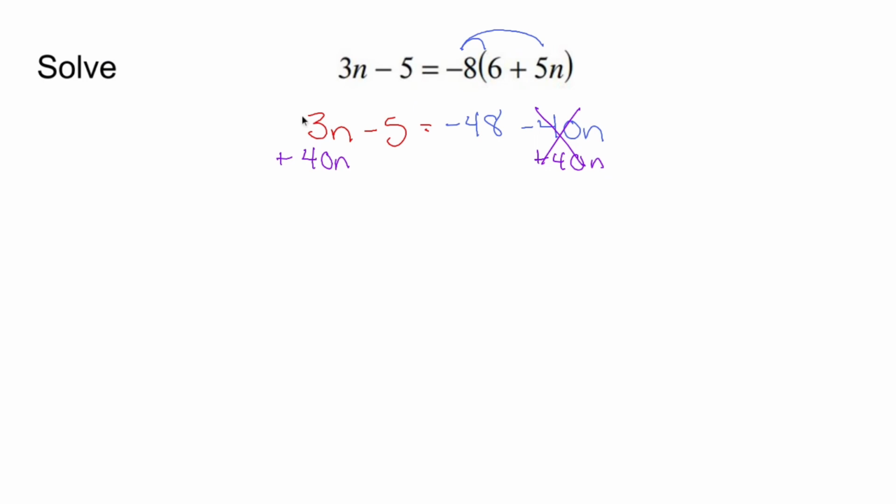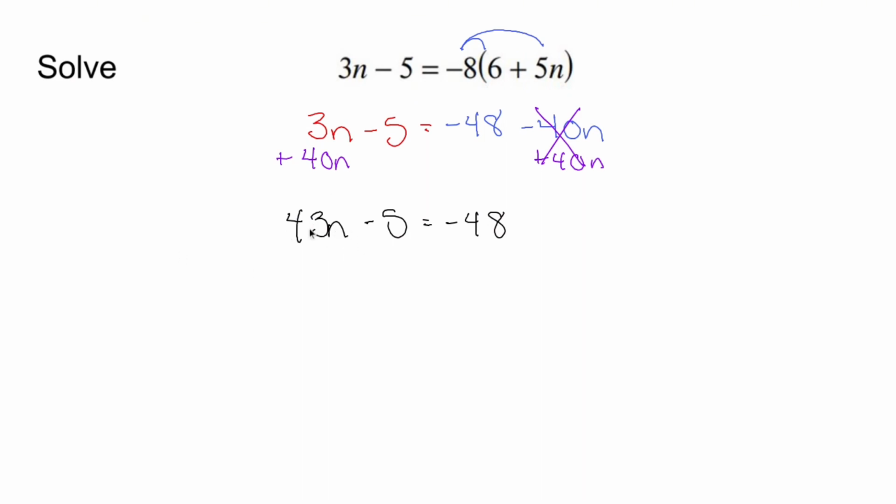Now on the left side, I have 3n plus 40n. So that's like saying 3 ninjas plus 40 ninjas is 43 ninjas. Sounds like a great movie. Drop down the minus 5, drop down the equal sign, drop down the minus 48, and now you have yourselves a regular old two-stepper.